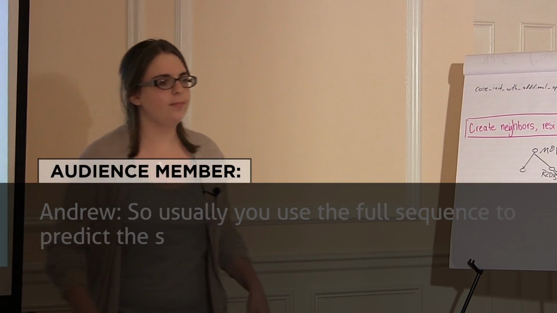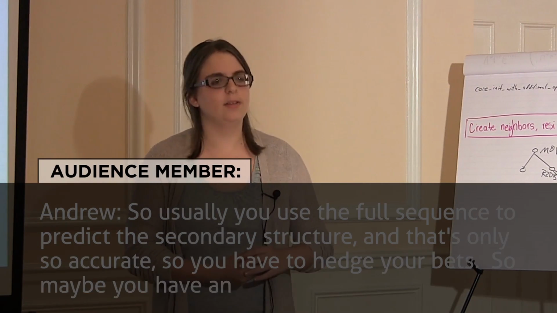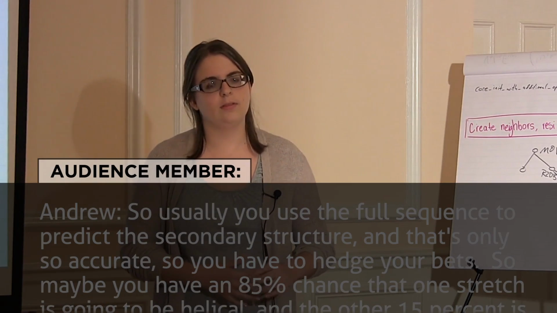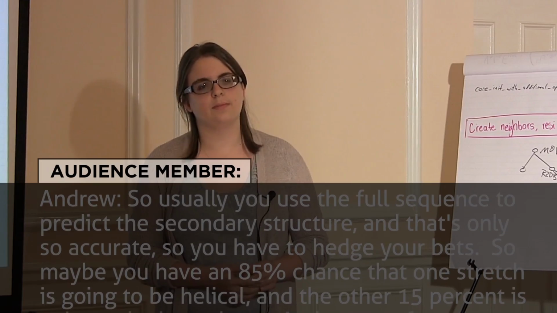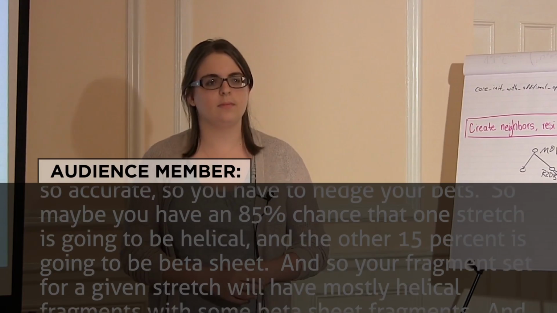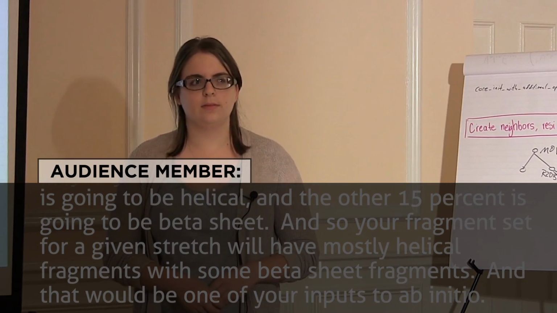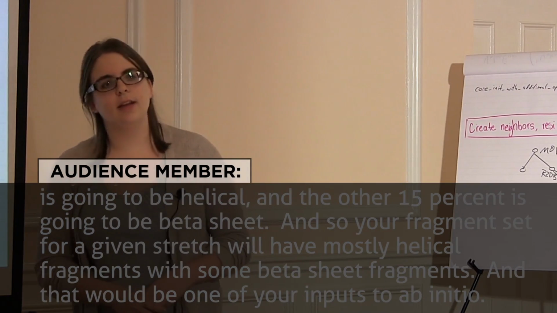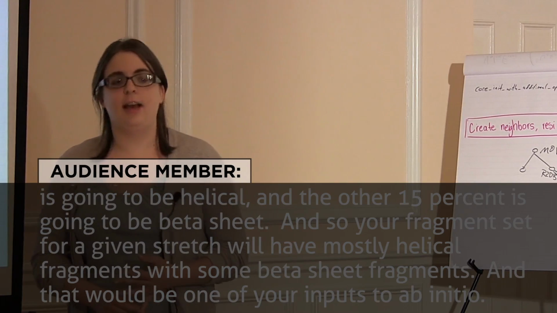So usually you use the full sequence to predict the secondary structure. Right. And that's only so accurate. So you might say there's an 85% chance that this will be helical, and the other 15% is going to be beta sheet. And so your fragment set will, for a particular structure, have both helical fragments and beta sheet fragments. So that would be one of the inputs that go into ab initio. Right, we're going to go into the fragment picking before ab initio.